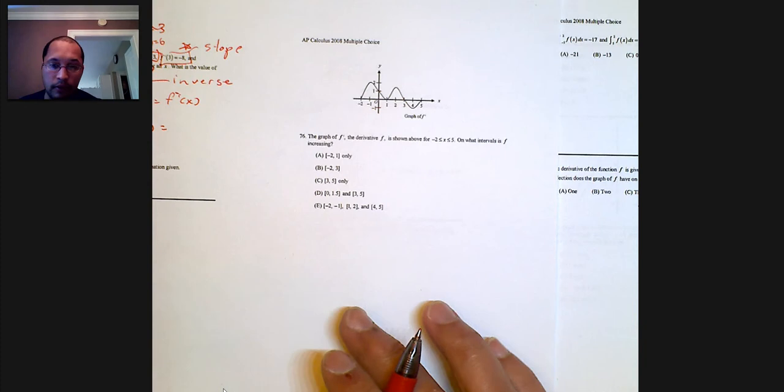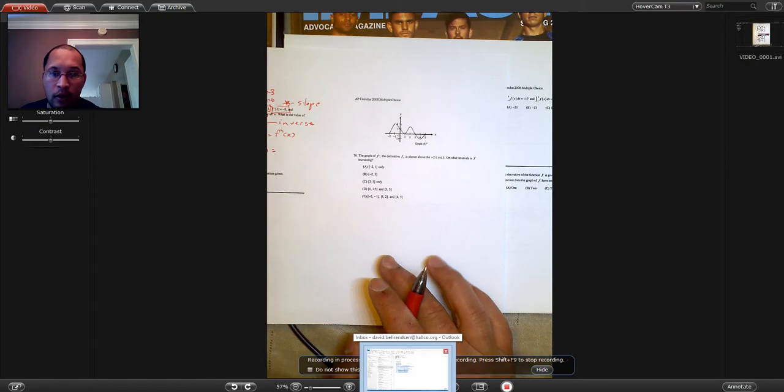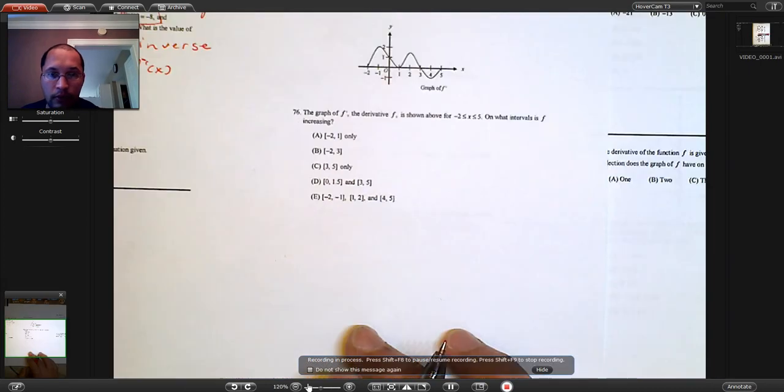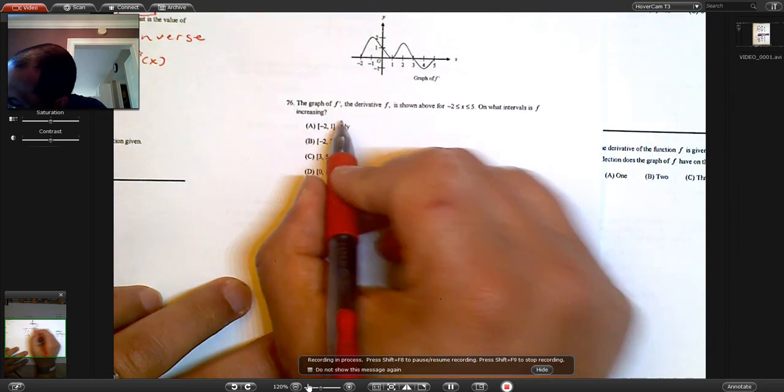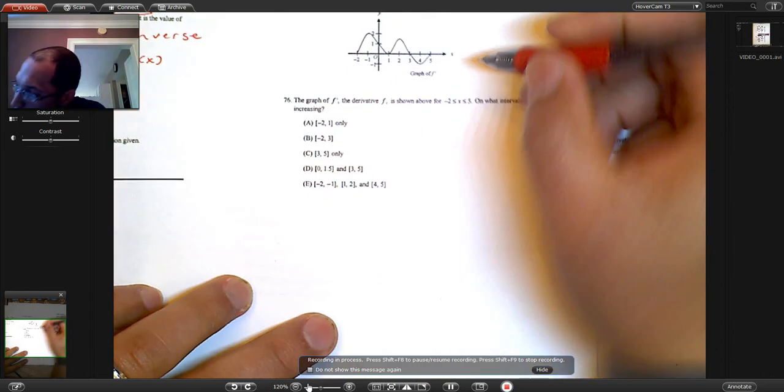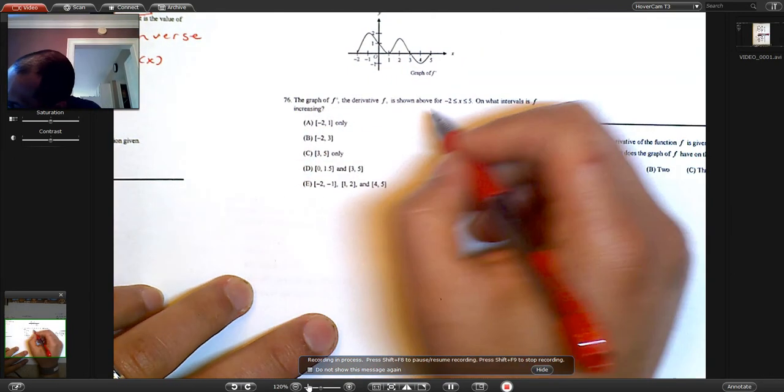Alright, so now we're on the calculator portion. So get out your calculator, boys and girls. I'm going to try to zoom in just a little bit so you can still see what I'm doing, but I've got to be able to use my calculator too. You're not going to need your calculator for most of these. The derivative of f, so that's the derivative.